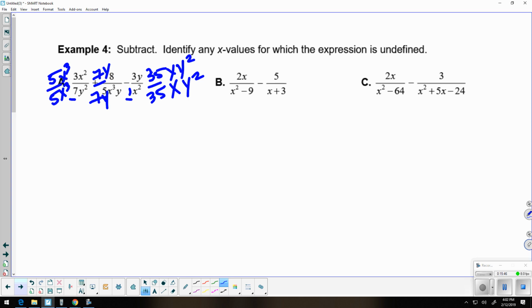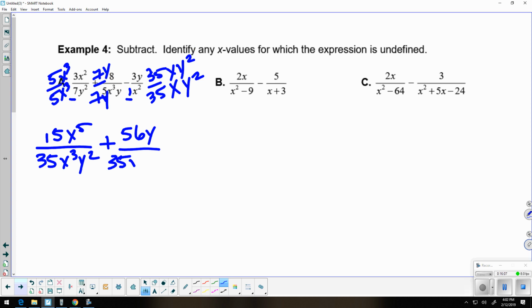Okay, so then I have it set up. I know what I'm doing now to actually do it. So my first fraction is now going to be 15x to the 5th. My new denominator is now 35x cubed y squared. Okay, so now we're adding to this. The next one multiplying would make that 56y. My new denominator again should be matching the first one. We have 35, we do have x cubed, and then y and y makes that y squared. So far looks good. And now we're subtracting.